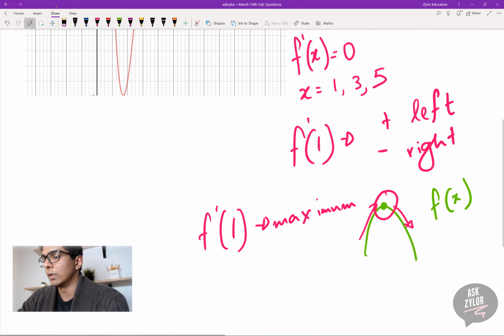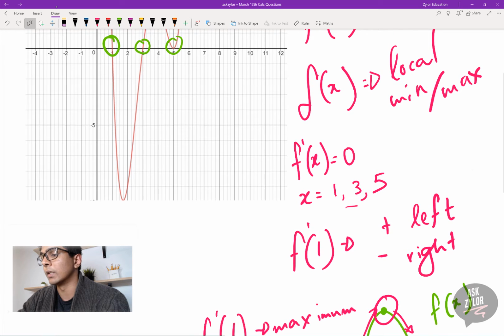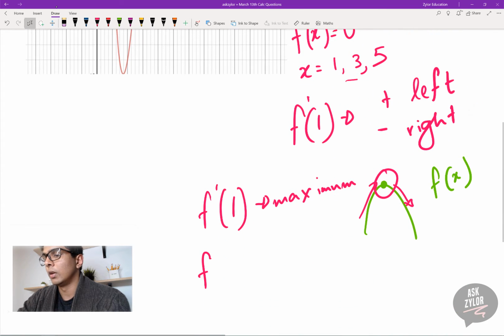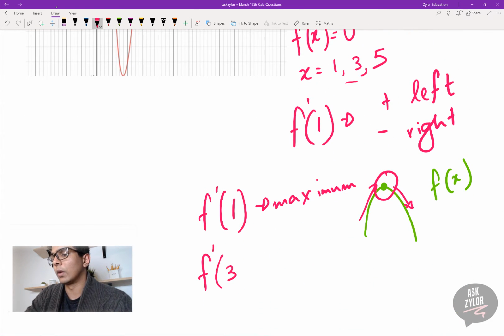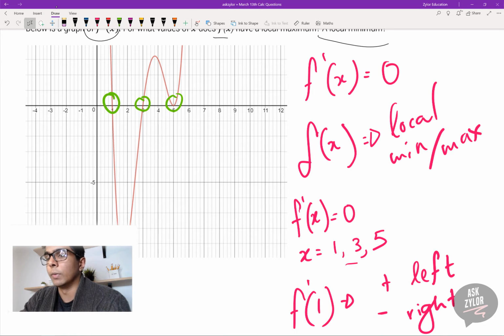So we're going to move on to the next value, which is x is equal to 3. So I'm going to do the same thing. When f prime is 3, I'm going to look at what's my value on my left-hand side and what's my value on my right-hand side. So on my left-hand side, I have a negative. On my right-hand side, I have a positive.